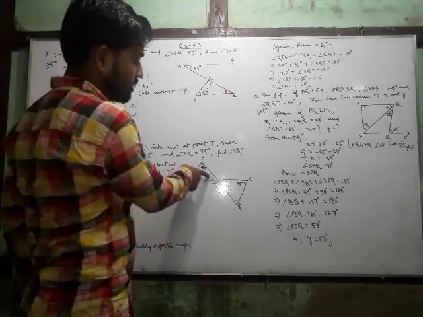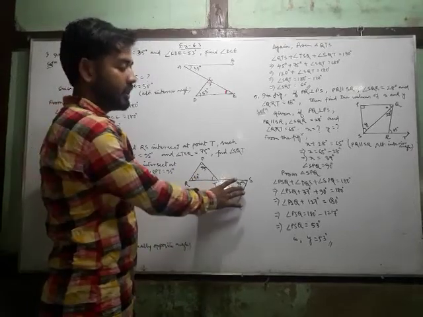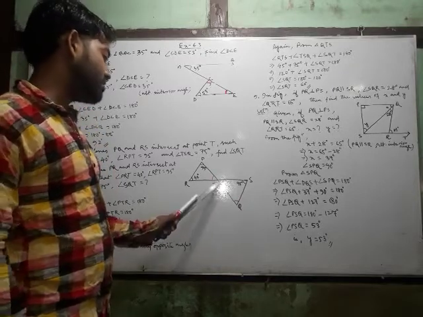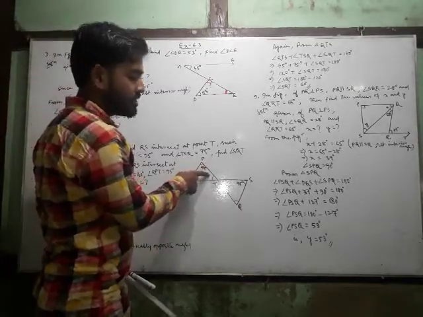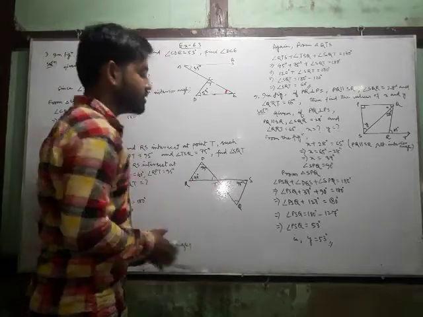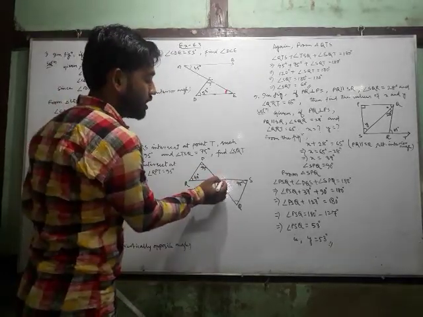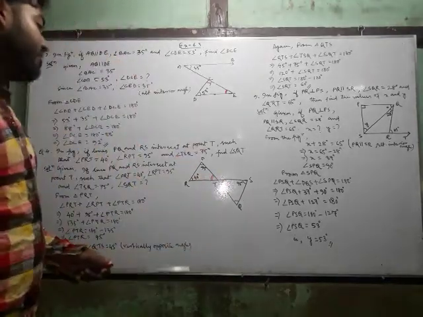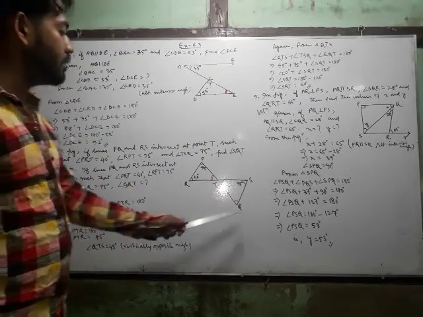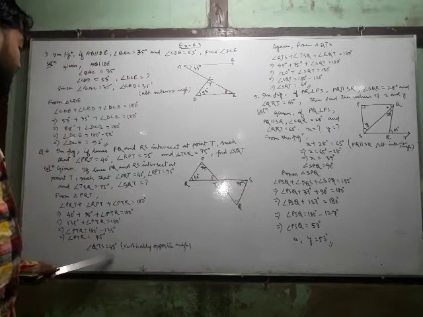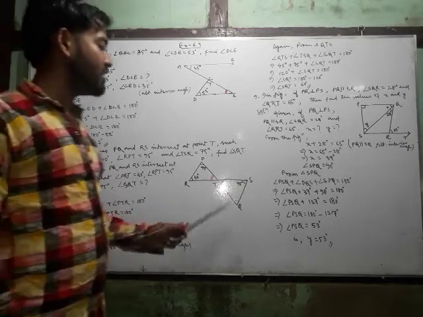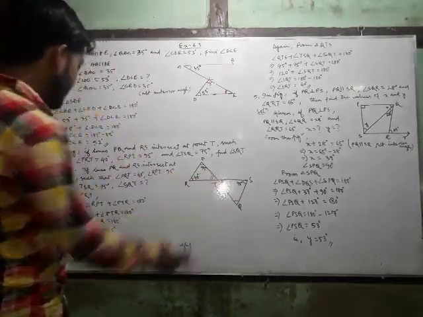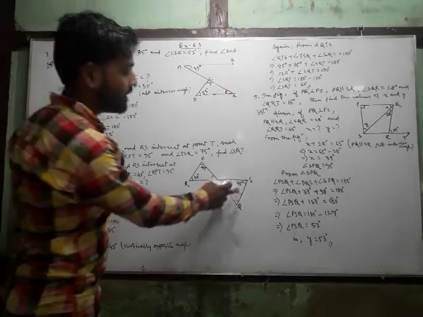Now, as these two lines, PQ and RS, intersect at a point T, this angle will be the same as this angle, because these two angles are vertically opposite angles. So we have written QTS equal to 45 degrees, and this is the condition, that is, vertically opposite angles. Now take the triangle. This angle is 45 degrees and this angle is 75 degrees.